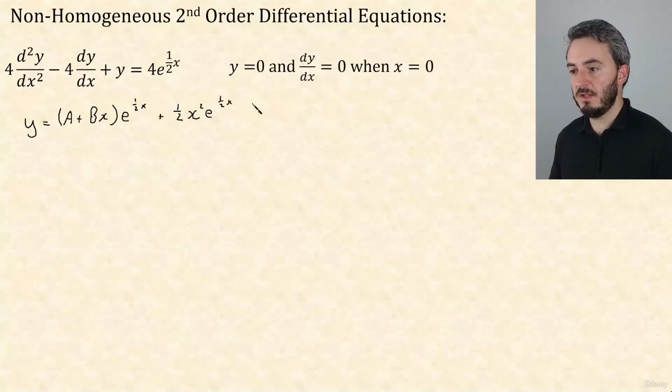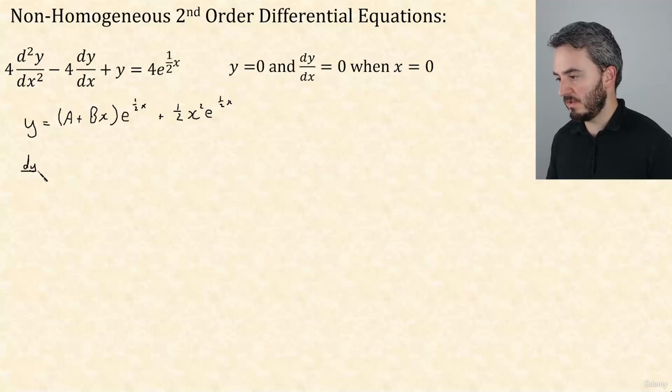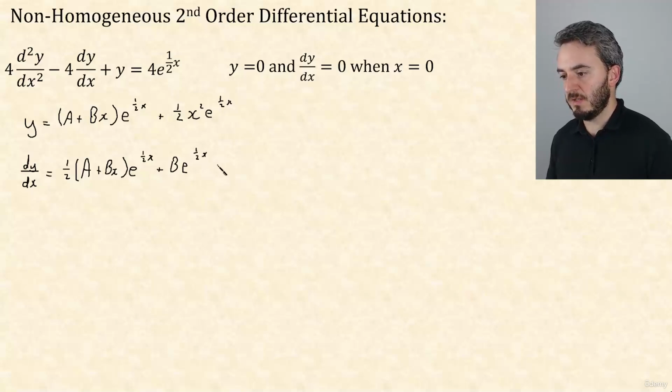Okay, let's go ahead and use these boundary conditions now to find a and b. So dy by dx is, product rule here, here's my u, here's my v, so it's uv dash, that's the half from the v dash, a plus bx e to the half x, and it's u dash, which is just b, times v. Plus, now another product rule, uv dash, so u times v dash, that's a half there, so that's a quarter x squared e to the half x, plus u dash, which is just x, v.